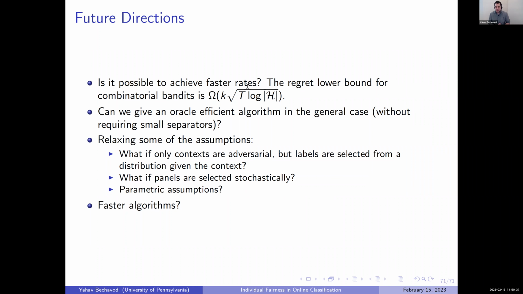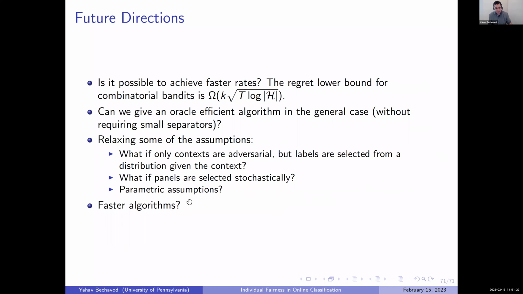Other directions: if we relax some of the assumptions, we've seen a relaxation of parametric assumptions in the Gillen et al. paper, but we can definitely relax in different forms. One interesting case to examine is what happens if panels are not selected arbitrarily as we have here, but are given from a distribution, like you select a jury or auditors from the population. Another interesting case is, what if the contexts are adversarial, but the labels are selected from a distribution given the context? The times that people apply might depend on the policy, but the labels are pretty much the creditworthiness of the individuals that apply.